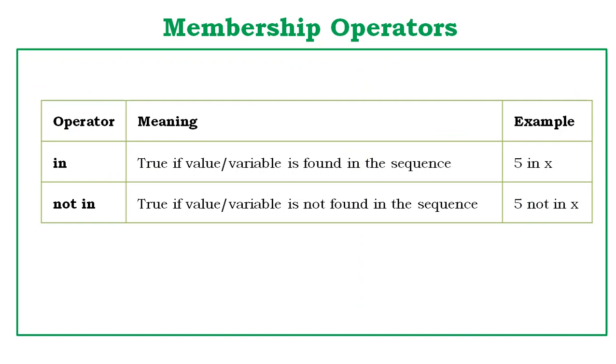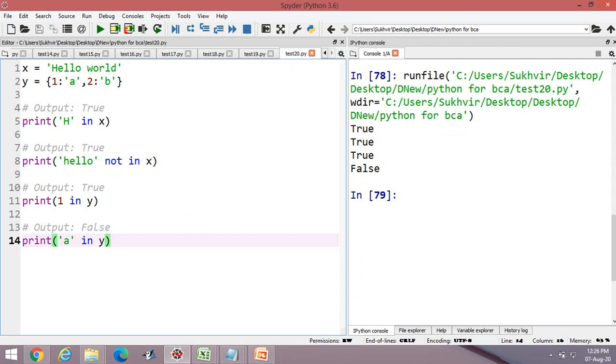The next category is membership operators. The first operator is in, the second is not in. In is true if the value or the variable is found in the sequence, for example 5 in x. Suppose in the list 5 is there or 5 is not there. Let us check using practical examples.